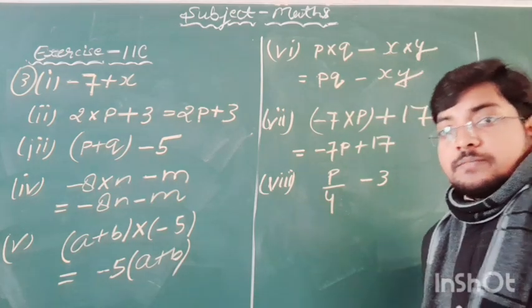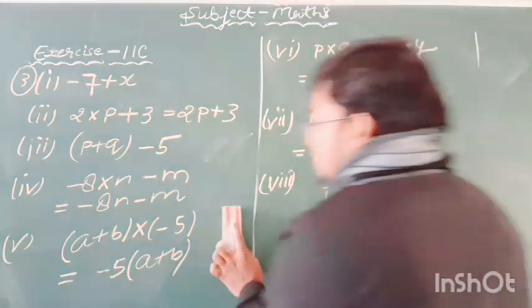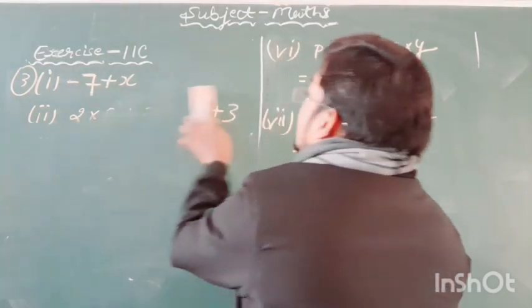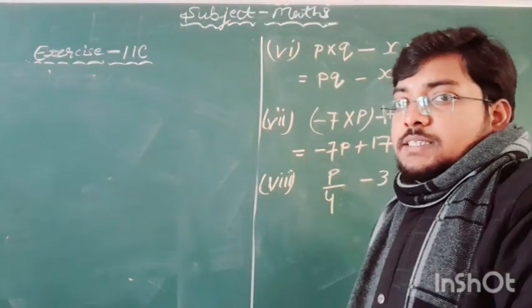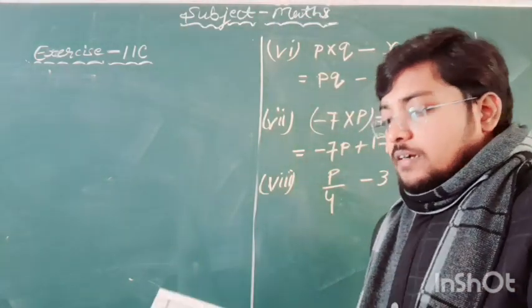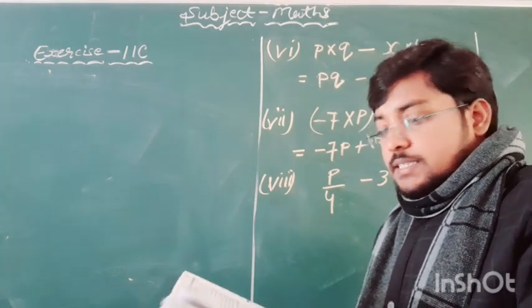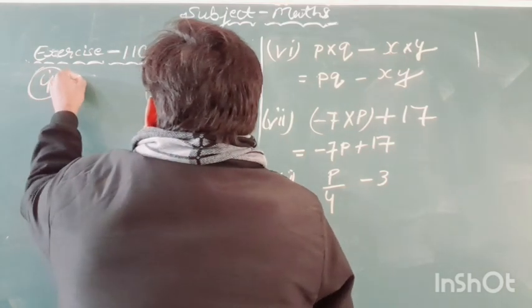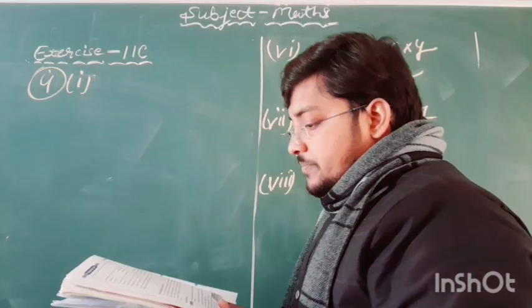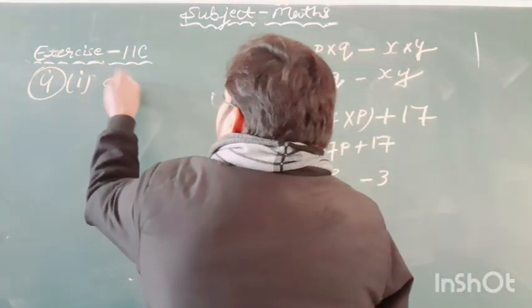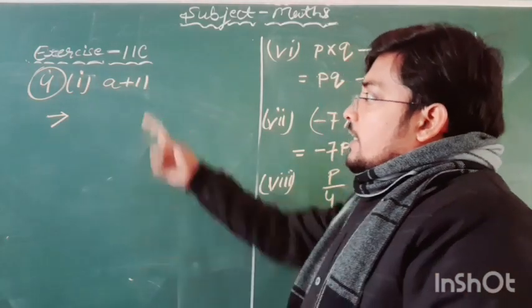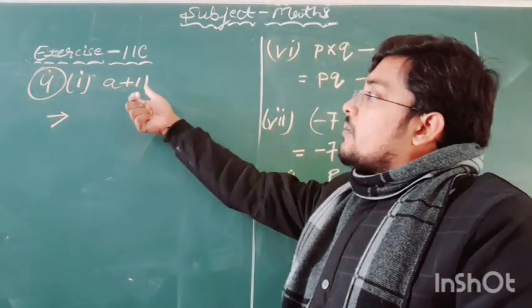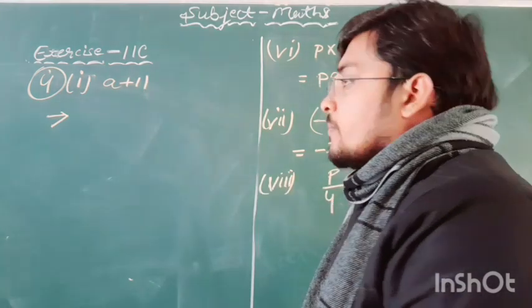And in question number 4, which is the last question of exercise 11C, we are given the expressions and we have to write the sentence of those expressions. So first is a plus 11. This is the algebraic expression and we have to write the required sentence for that algebraic expression.